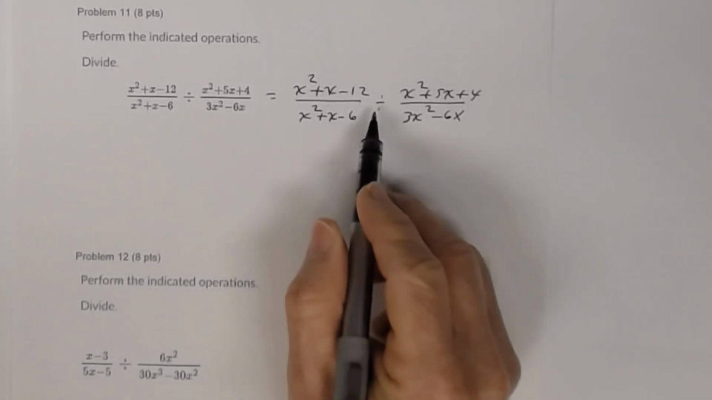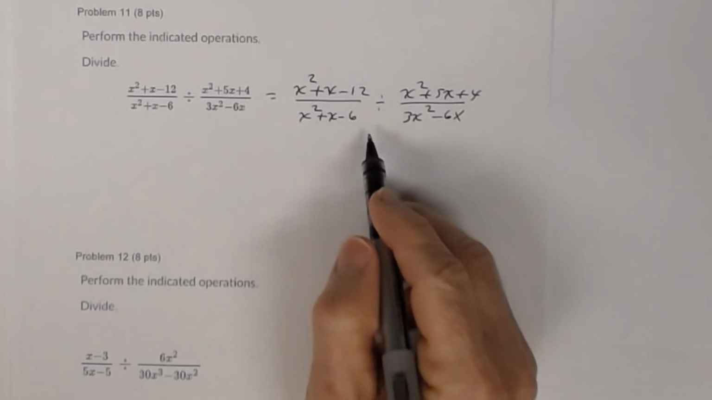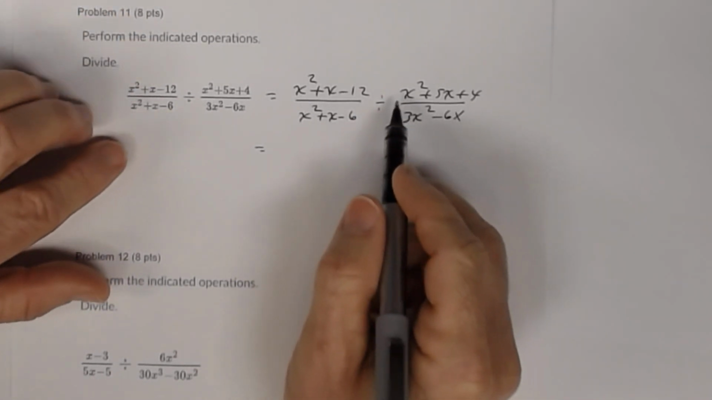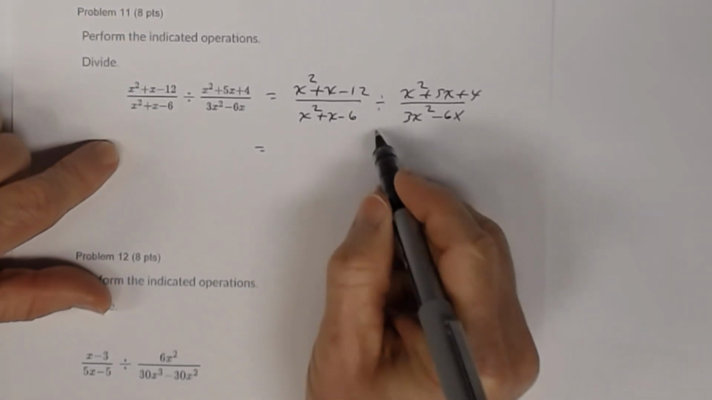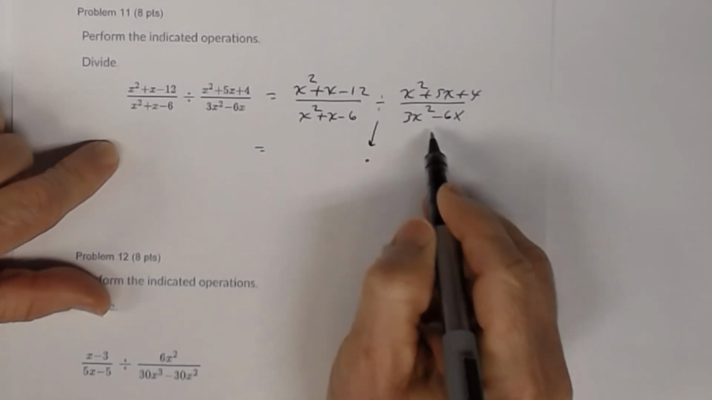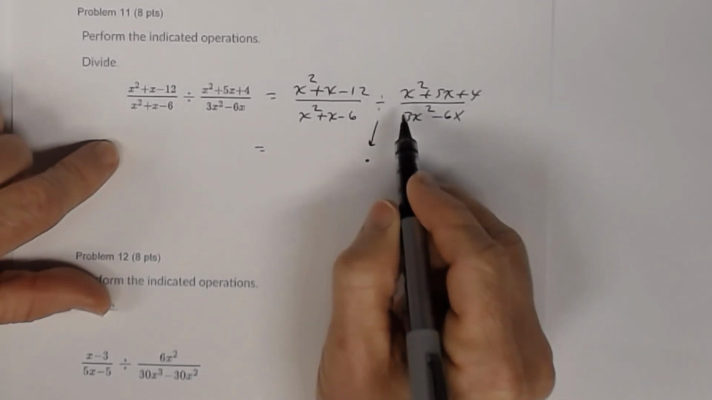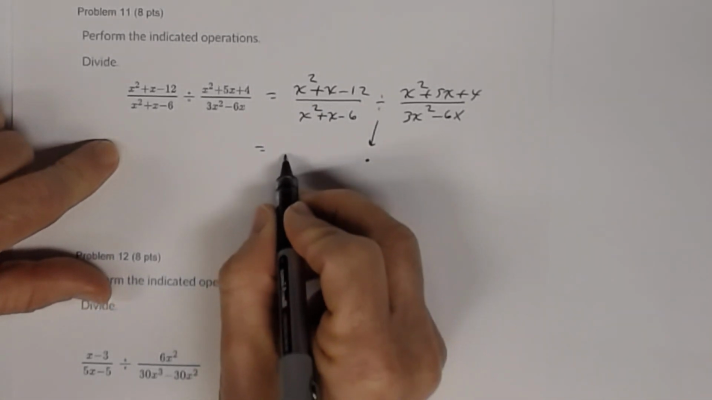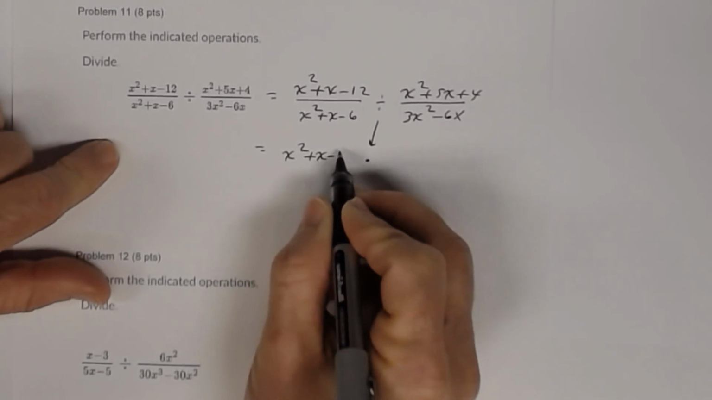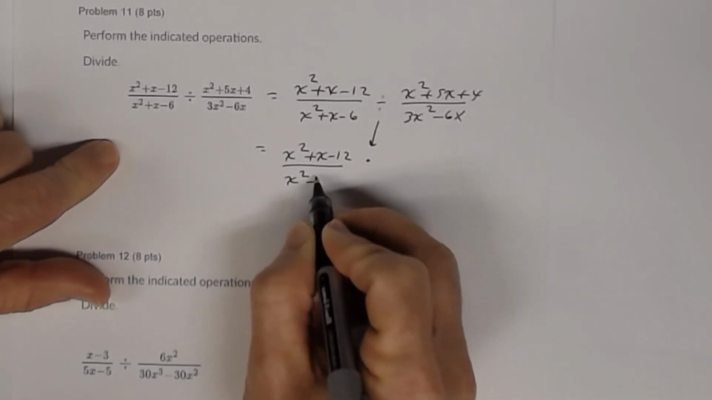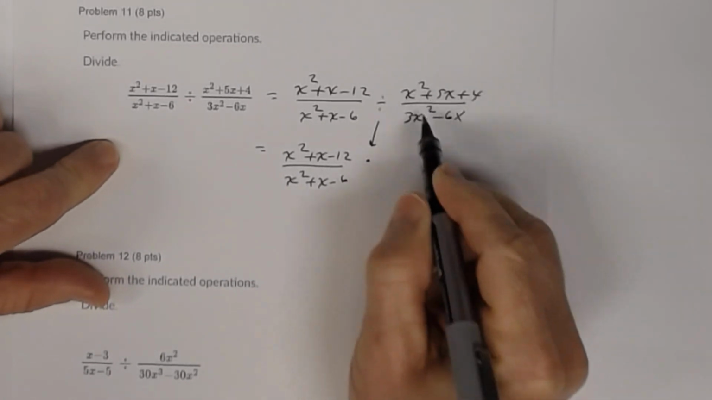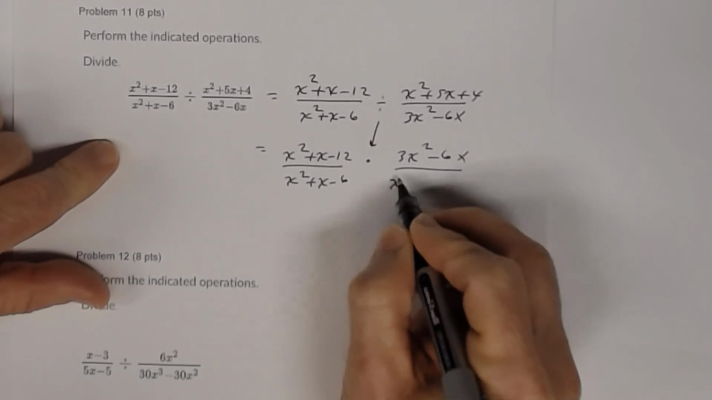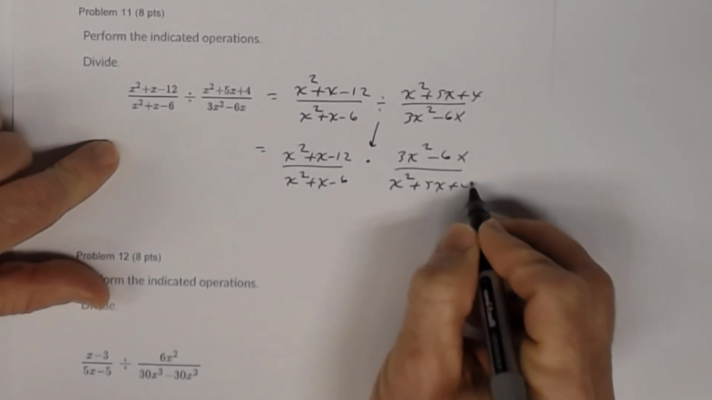All right, so first thing you want to do is change this division to multiplication problem. So let's go ahead and do that first. So remember, to change a division to multiplication, you're going to multiply by the reciprocal of the fraction following the division symbol. So the first rational expression stays as it is. So it'll be x squared plus x minus 12 divided by x squared plus x minus 6 times the reciprocal. So that's 3x squared minus 6x divided by x squared plus 5x plus 4.